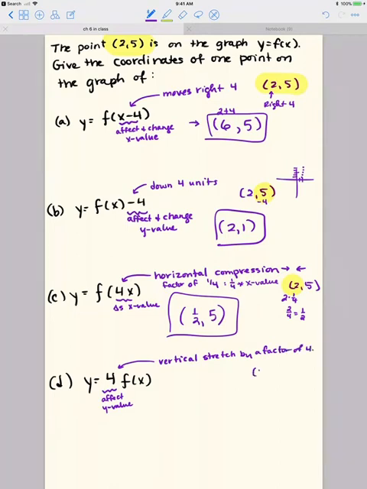And if we have our original point 2, 5, again, because it's on the outside of the function, it's going to affect the y coordinate. And in this case, it will multiply times 4. So your new point is now 2, and that y value has been stretched up to the number 20.